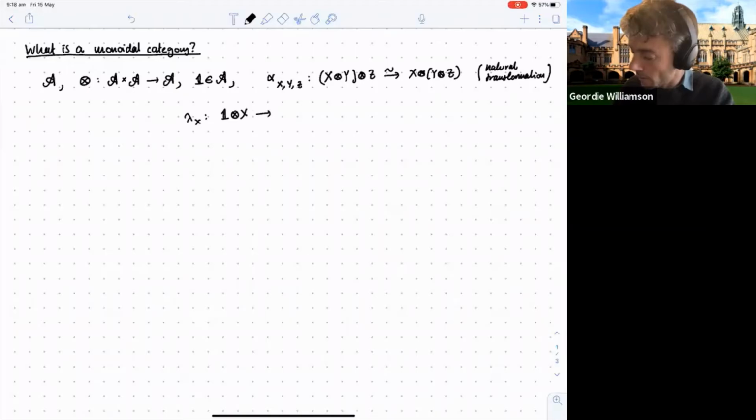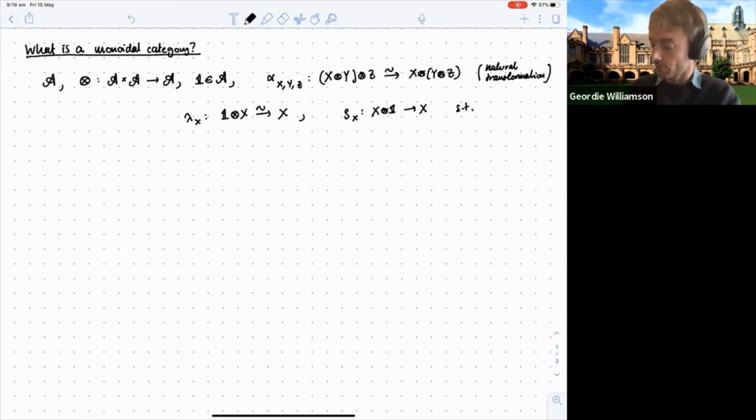And then we have the left unit, the right unit, such that two diagrams commute. So this is a category. And the two diagrams are the pentagon.